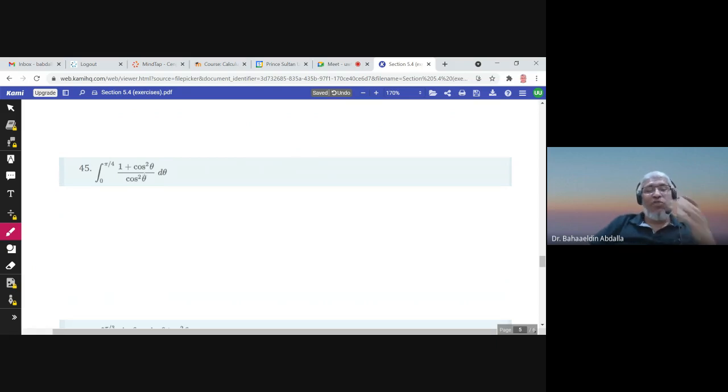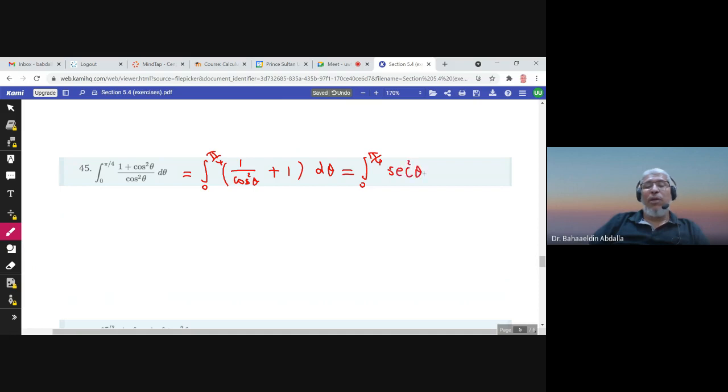Here, I need to do something because I have a fraction. So I will write it as 1 over cosine square plus cosine square over cosine square, which is 1. Good. What is 1 over cosine square? It is secant square plus 1. I don't have an integral of 1 over cosine square, but I have an integral of secant square.